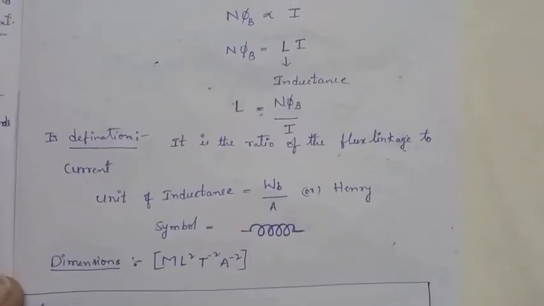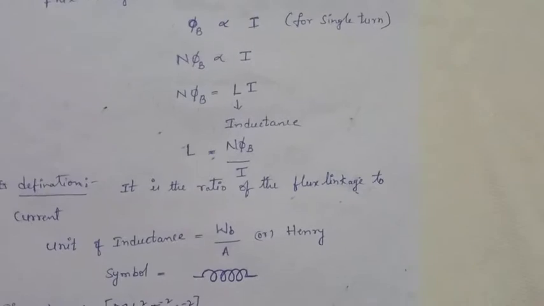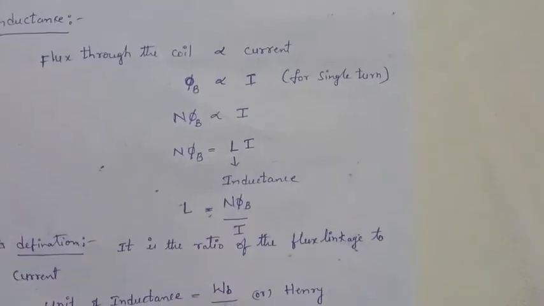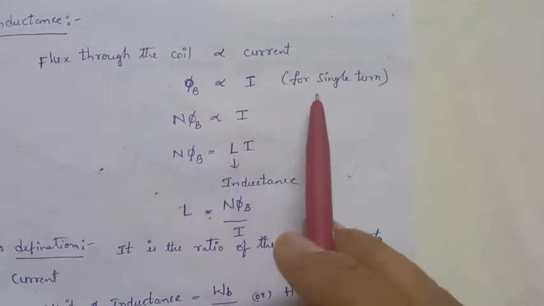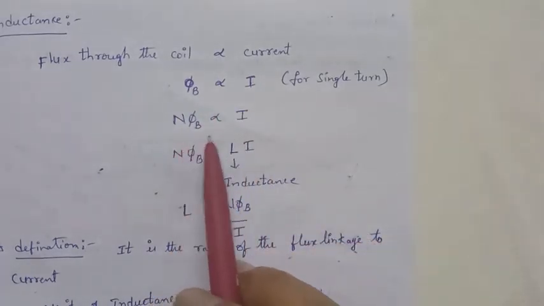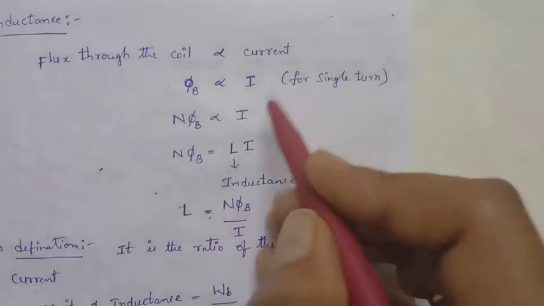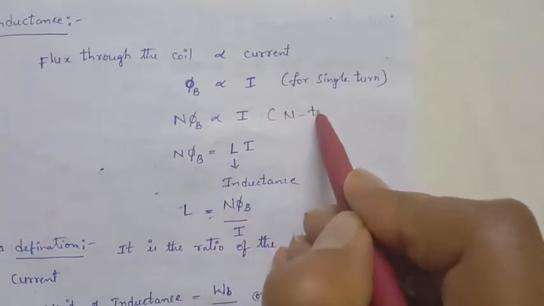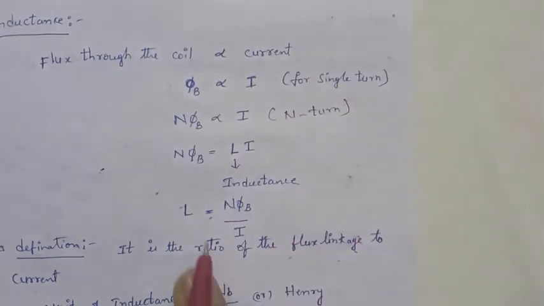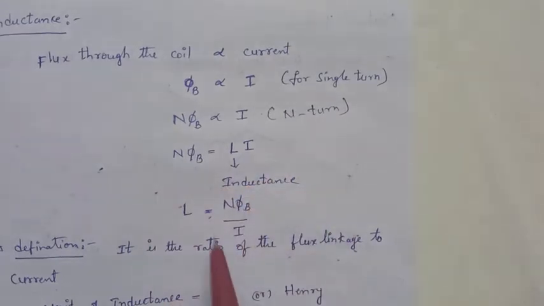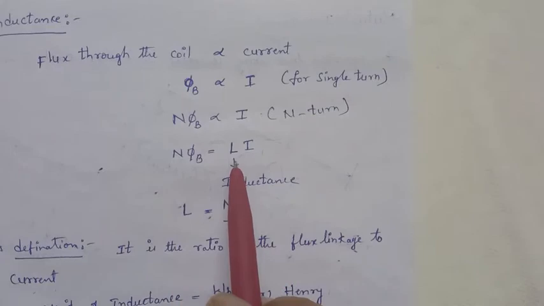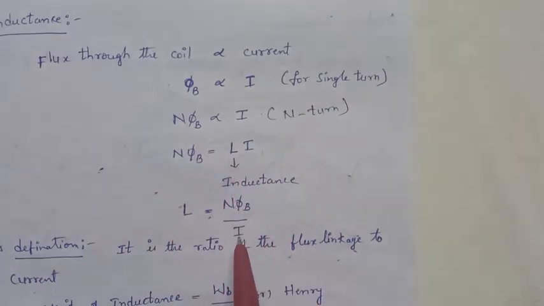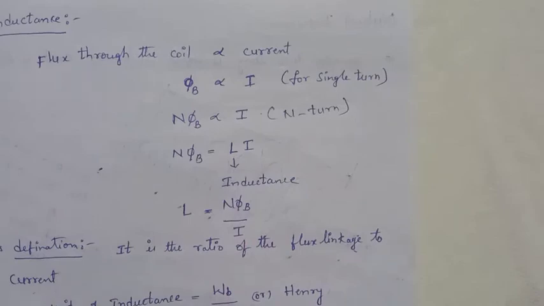All of you observe these notes. Flux through the coil is directly proportional to current. It is phi B in case of a single turn coil, and N phi B proportional to I in case of an N number of turns coil. So N phi B is equal to L I. All of you remember this formula. Based on this, L is equal to N phi B by I. That means the flux linkage to the current is called the inductance.